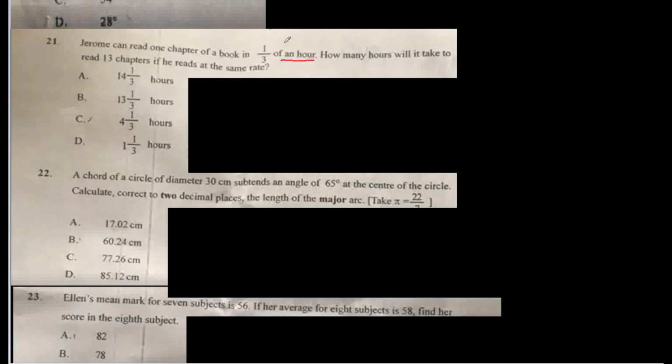Next one. Jeremy can read one chapter of a book in 1/3 of an hour. 1/3 of an hour is 20 minutes, just for the sake of understanding. How many hours will it take to read 13 chapters if he reads at the same rate? So 1/3 multiplied by 13 is 13 over 3, and if we convert 13 over 3 into a mixed fraction, it will be 4 whole 1 over 3. C is the answer.